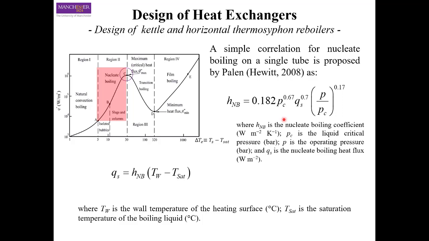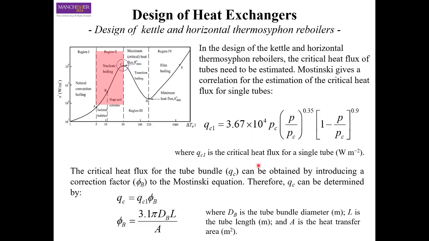Now, boiling heat transfer coefficients for tube bundles can also be achieved, for example, by modifying this equation. And we can use that to design the kettle and horizontal thermosiphon reboilers. But that is actually outside the focus of this course. So here we are just looking at a single tube. But a similar equation that we can use, for example, for tube bundles is what was introduced by Mostinski.